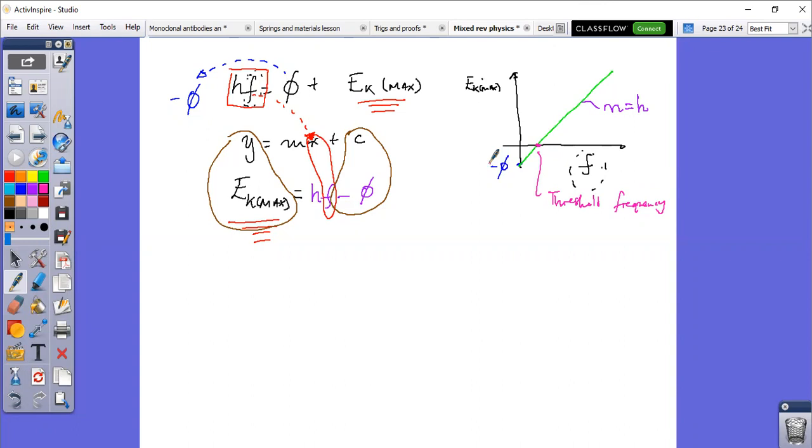Yeah. So if I took another metal with a higher work function, what would this look like? Well, it would still be the same. The slopes have to be the same because in each case, m equals h. So the slopes have to be identical. Are you following so far? Yeah. Excellent. Right. Now, the next thing we're going to look at is this idea of stopping potential.